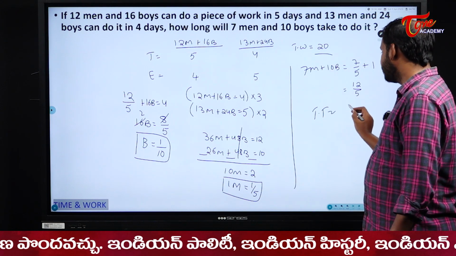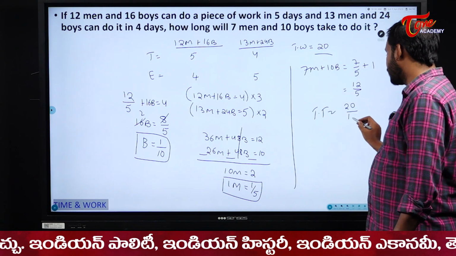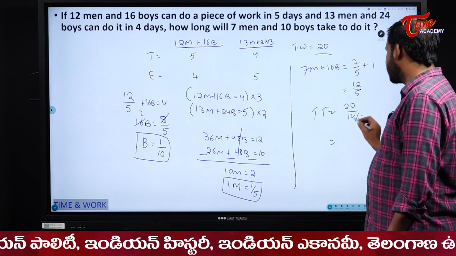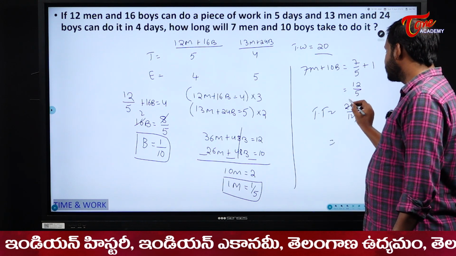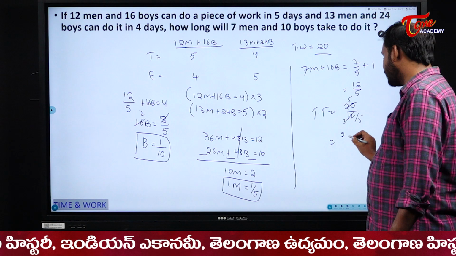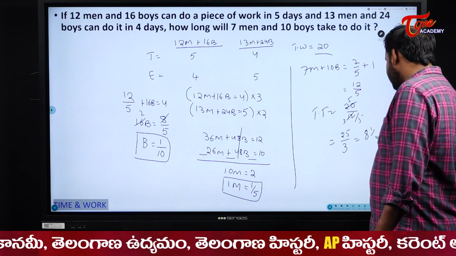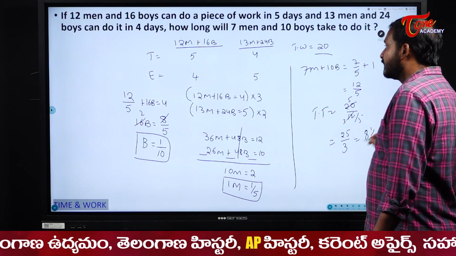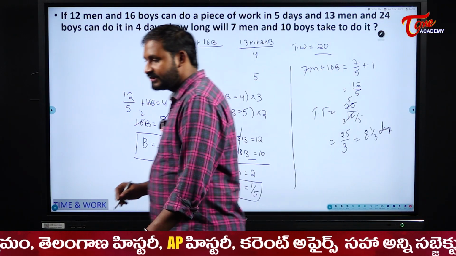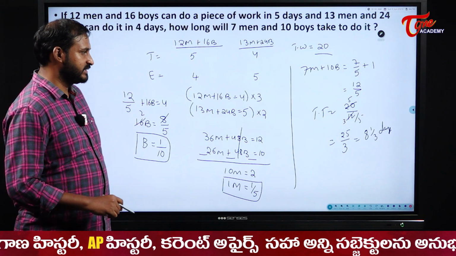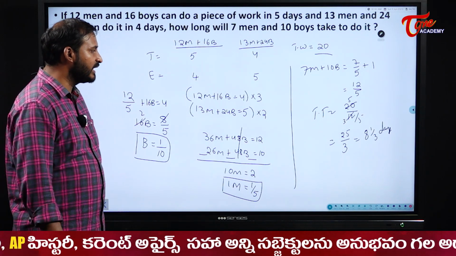Now time taken. Total work is 20 and their efficiency is 12 by 5. So this will become 4 5s are, 4 3s are. This becomes 25 by 3, which is 8 1 by 3 days. That means 7 men and 10 boys can finish the job in 8 1 by 3 days.